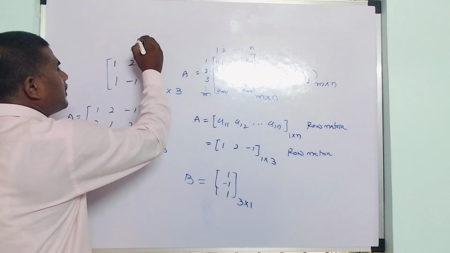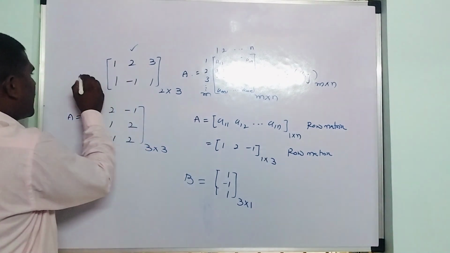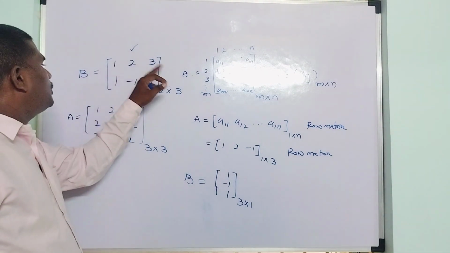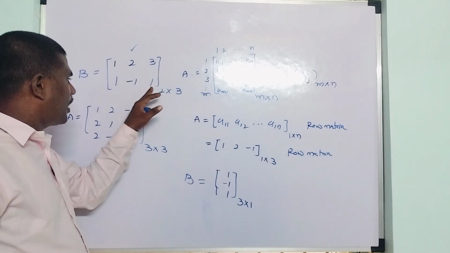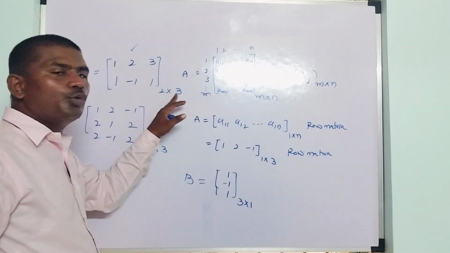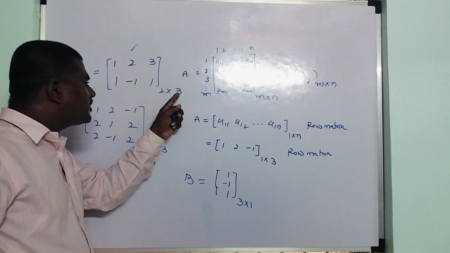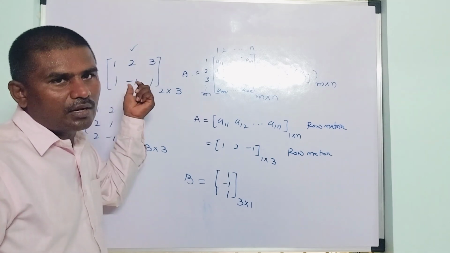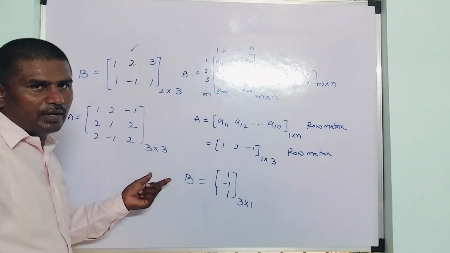And this one is a rectangular matrix. This is the example. I am taking the name as B. B is equal to 1, 2, 3, 1, minus 1, 1, which has order 2 by 3. That means the number of rows and columns are different. So this is a rectangular matrix and this is a square matrix.